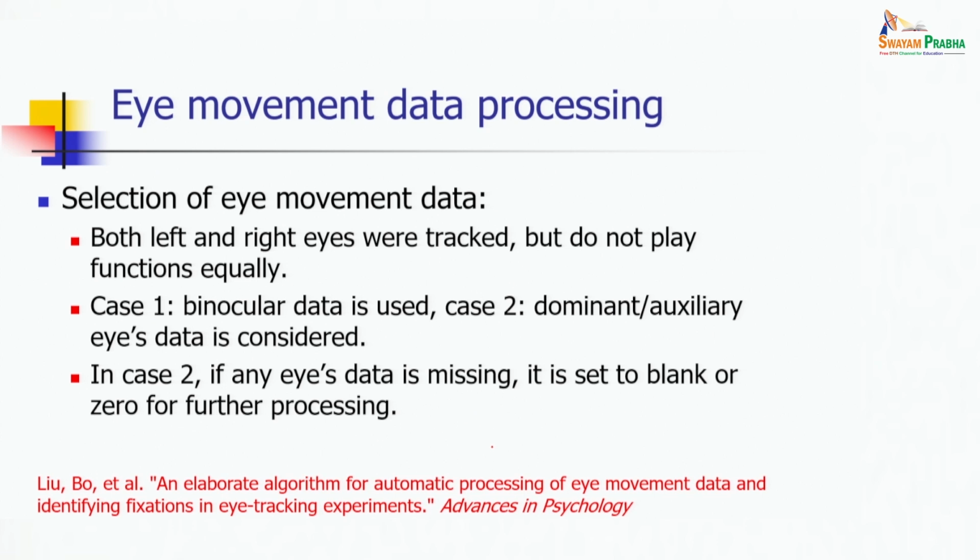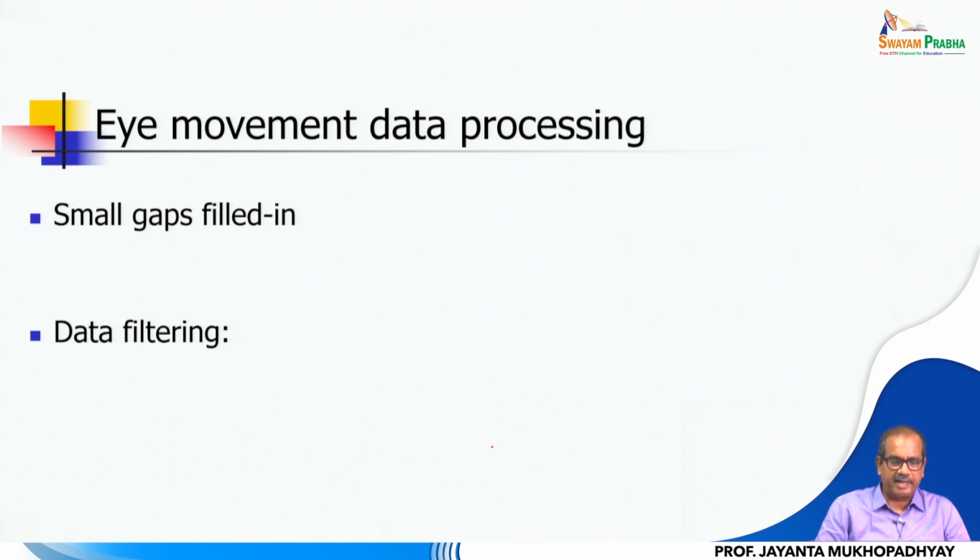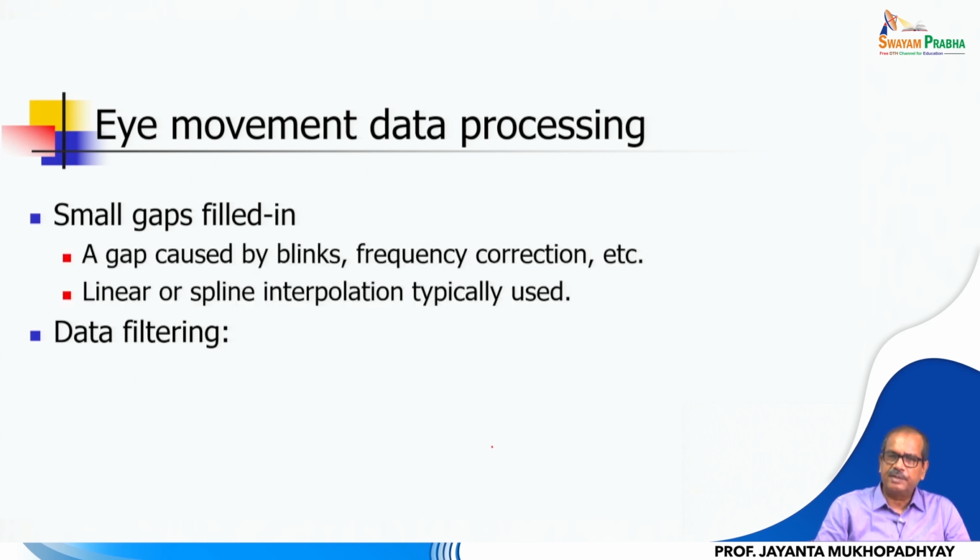So this is what I was mentioning, some of the processing things we do. We can fill in some of those small gaps, like gaps caused by blinking of eyes. You can do some frequency correction. Linear or spline interpolation is typically used. When data is missing, because there is a trajectory, you can use interpolation of the data that is available and interpolate the data that is missing.